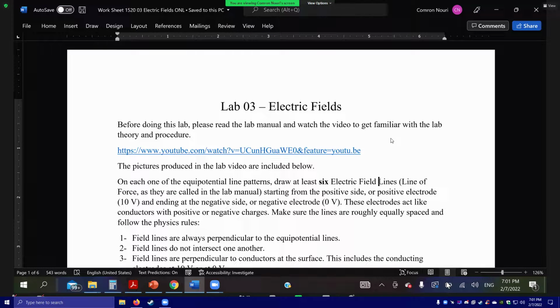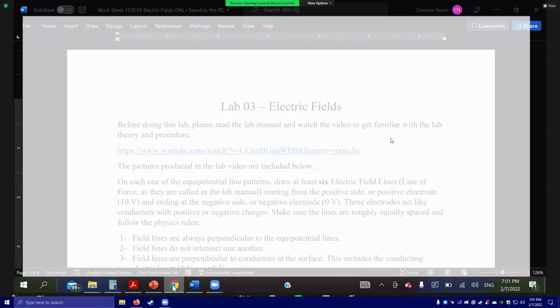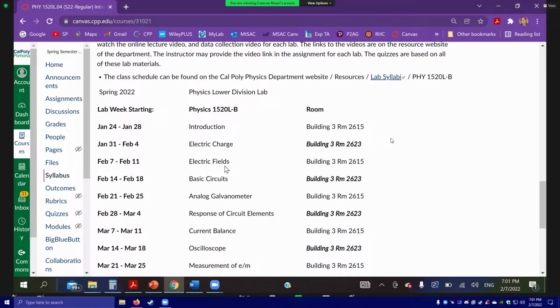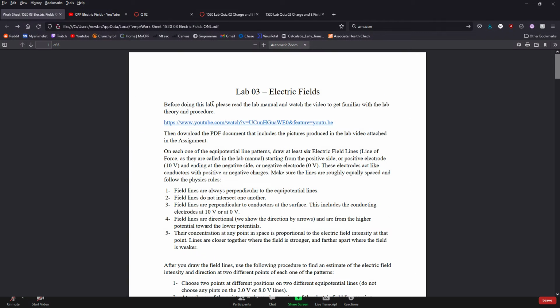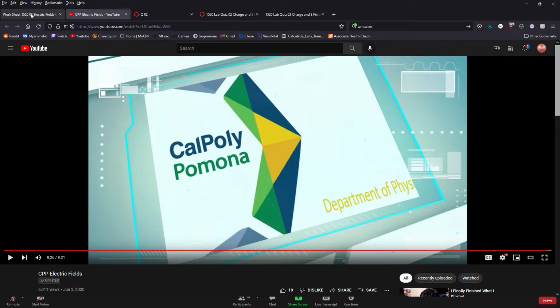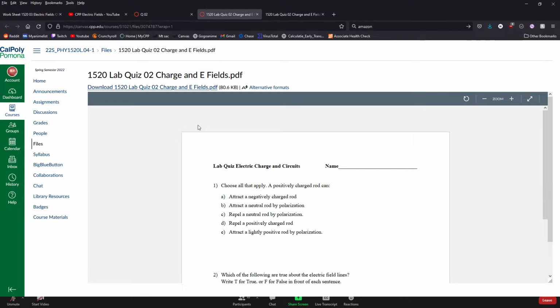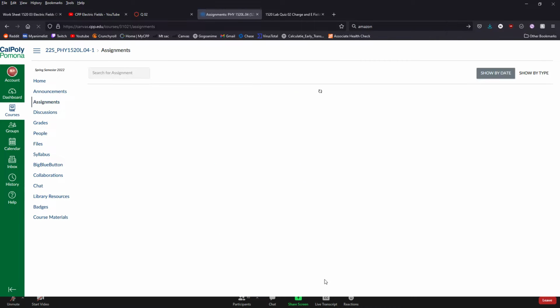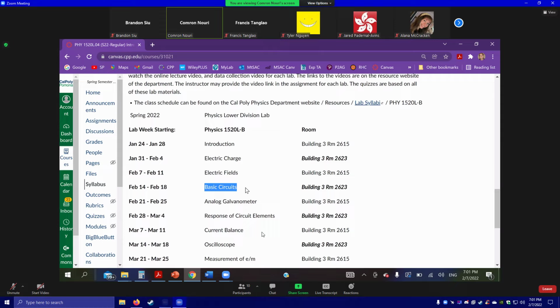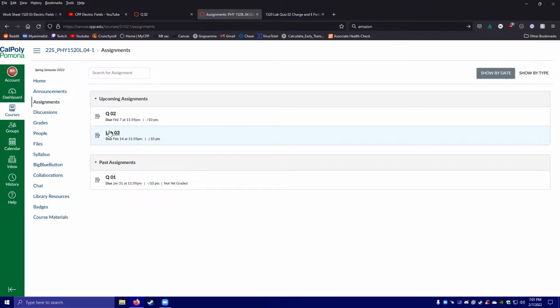All right. This is the electric field lab, which is the third lab on the manual, but we're going with this schedule, as you remember. This is the first lab that we didn't do much with. The first one was the introduction, then electric charge, and the second lab on the manual is basic circuits, but we're going to the third one first and then go back to the second one. So this is lab 3.